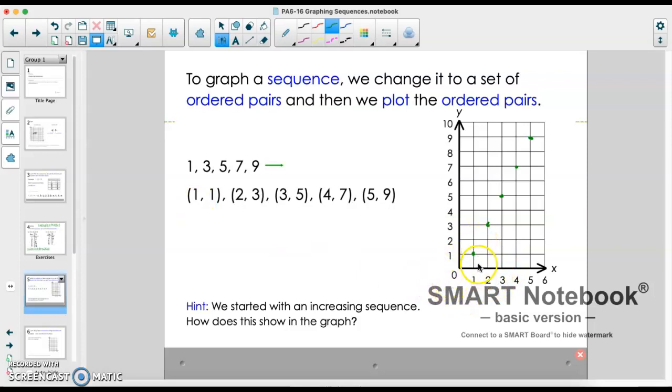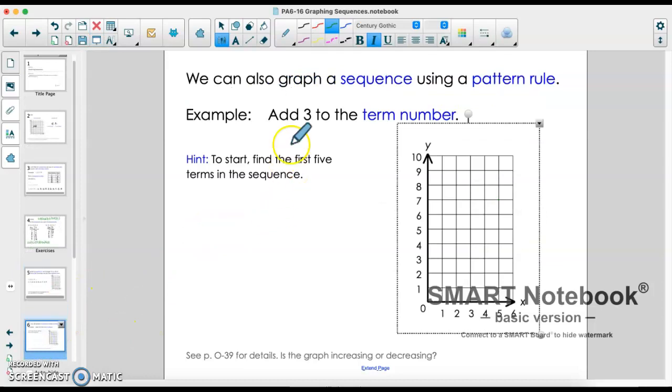So the increasing sequence means that the numbers will go to the right and up diagonally. Okay, so that's important to remember. Where we can go from there is that you can start looking at creating ordered pairs from pattern rules.